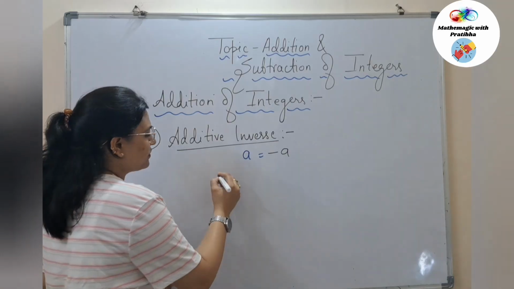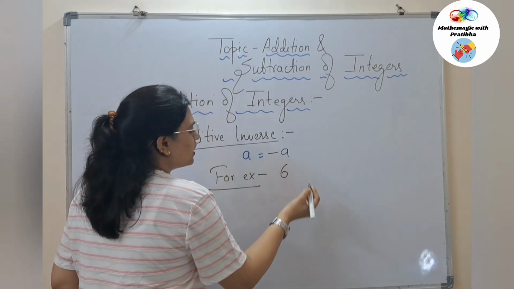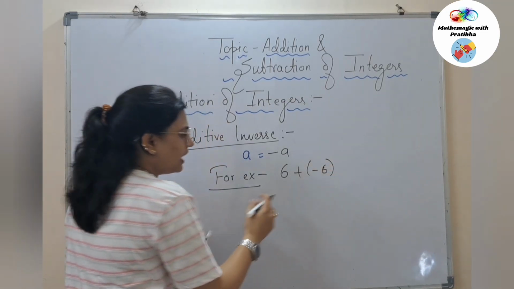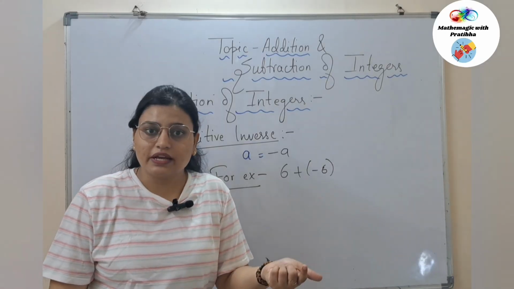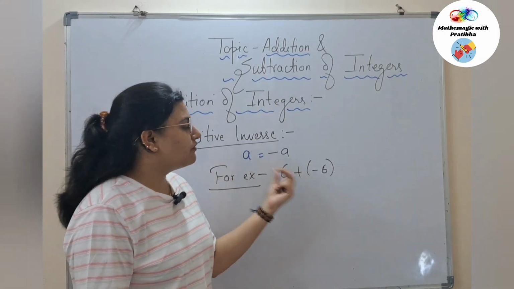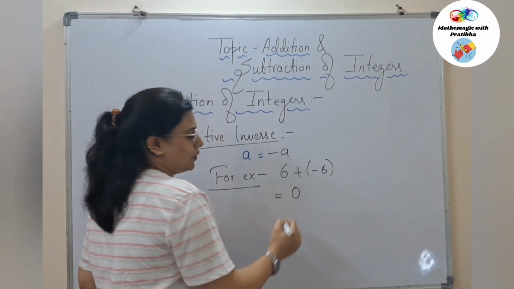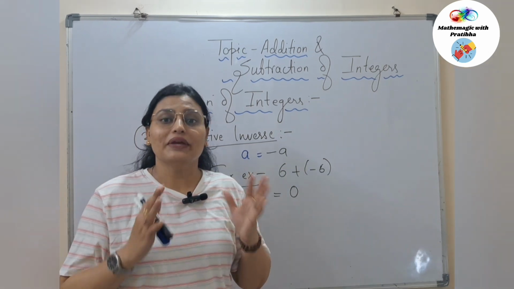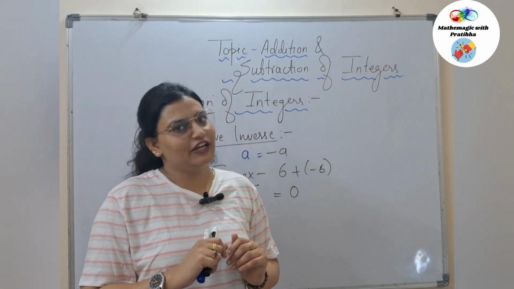So let's see this. For example, 6 we have to add with its additive inverse. Now I have already told you, when there are two different sign integers, that time we find their subtraction difference. Okay, and the difference of 6 and 6 is 0. So the answer will come 0, and 0 has no sign, so it will come 0 only. So in this way we can find the addition of an integer and its additive inverse.